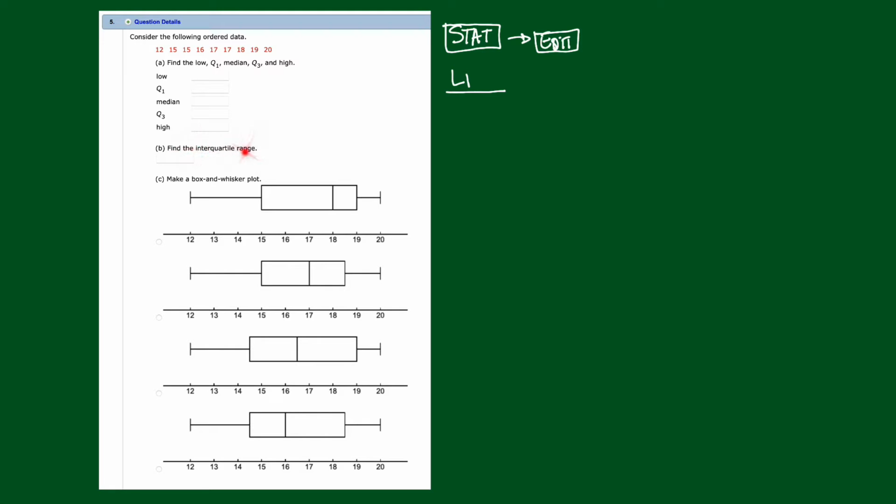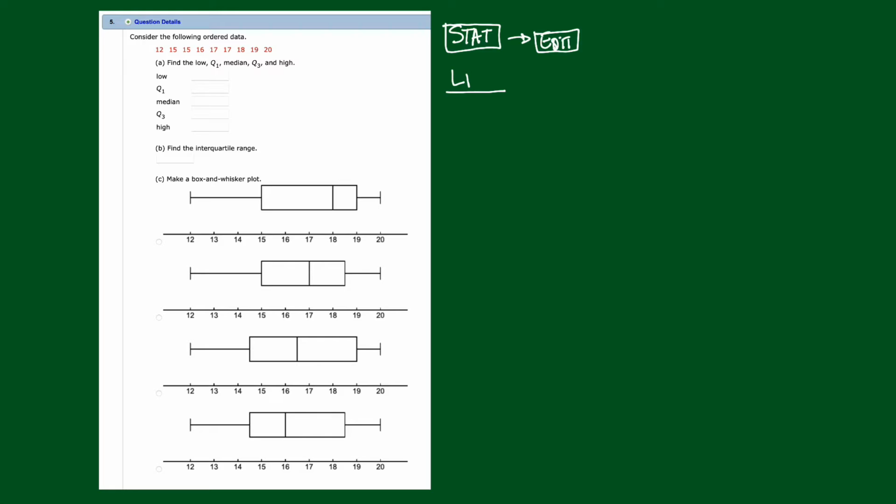Then find the interquartile range. Make a box and whisker plot. Okay, here's how I think we should do this. There's not too many pieces of data, but eventually there will be. Or sometimes when you're working in something maybe outside of class, there might be a lot of data. We want to know how to use the calculator or a software package to do this. So let's use our calculator.